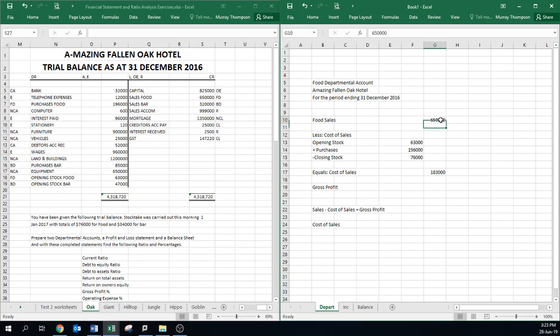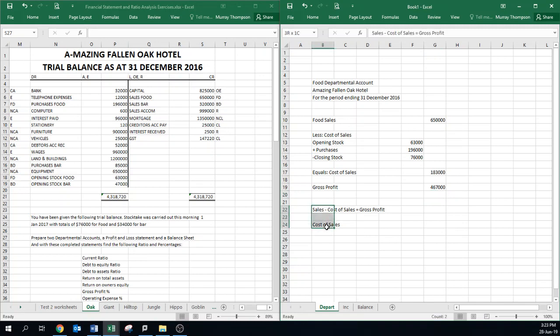So if you think about it, this is our restaurant. This is how much money came into the department from our customers. And this is how much it costs to restock all the shelves, all the refrigerators, with all the food that we sold during that year. Now the difference between the two is gross profit. This is how much money we actually made during that year. So that's sales minus cost of sales is gross profit. Again, because I'm in Excel, I can do that. Okay, and that is our gross profit. And that's one departmental account. That is the departmental account for the food department.